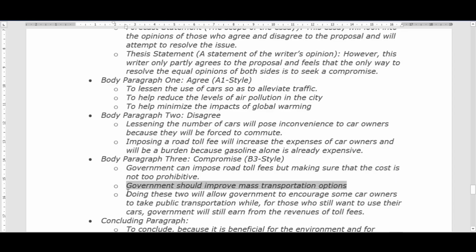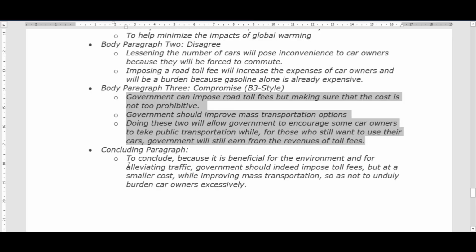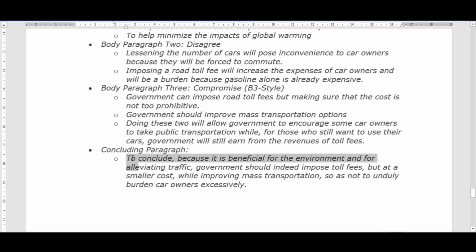And a third compromise argument is doing these two will allow the government to encourage some car owners to take public transportation, while for those who still want to use their cars, the government will still earn revenues from the toll fees. So those are the contents of the compromise paragraph, at which point you can now conclude by saying, to conclude, because it is beneficial for the government and for the environment and for alleviating traffic, government should indeed impose toll fees, but at a smaller cost, while improving mass transportation so as not to duly burden car owners excessively.